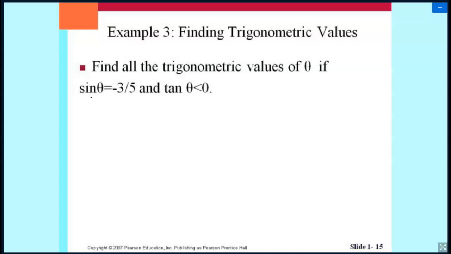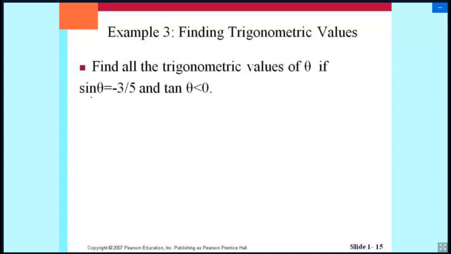Okay, so we can find our trig values by doing a simple problem. So we're given that sine of theta is equal to negative 3/5. And we're also told that the tangent of theta is negative. So the reason for being told both of those pieces of information is that the sine of theta can be negative in two quadrants. And we need to find the quadrant in which sine of theta is negative.